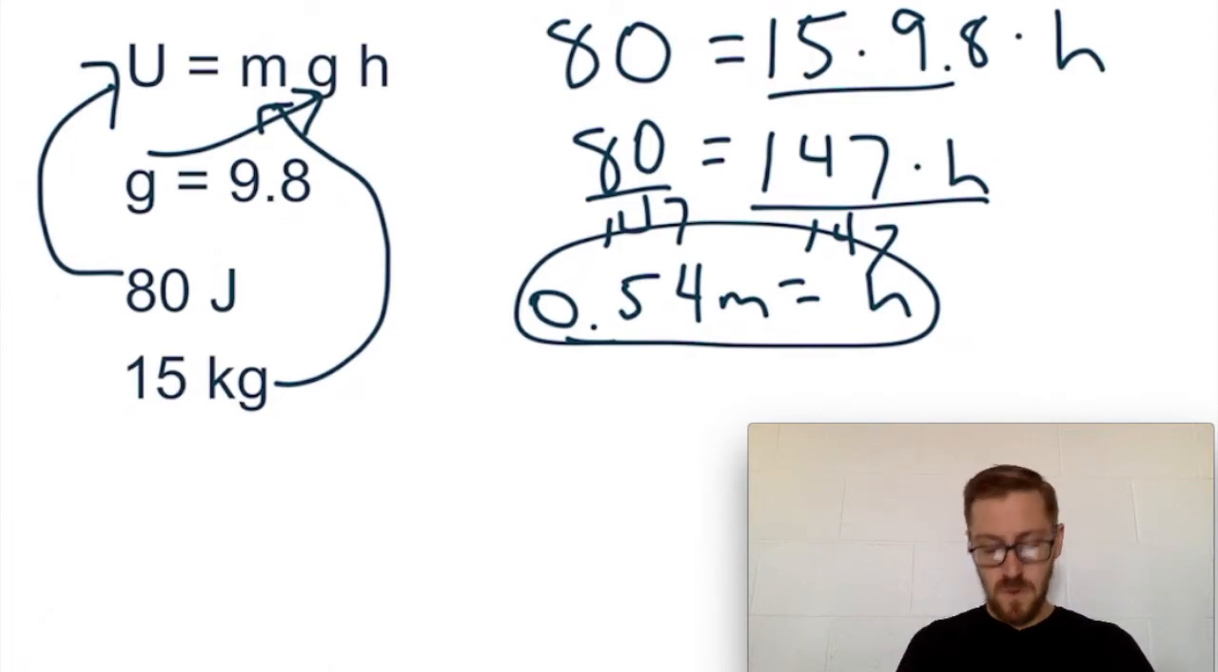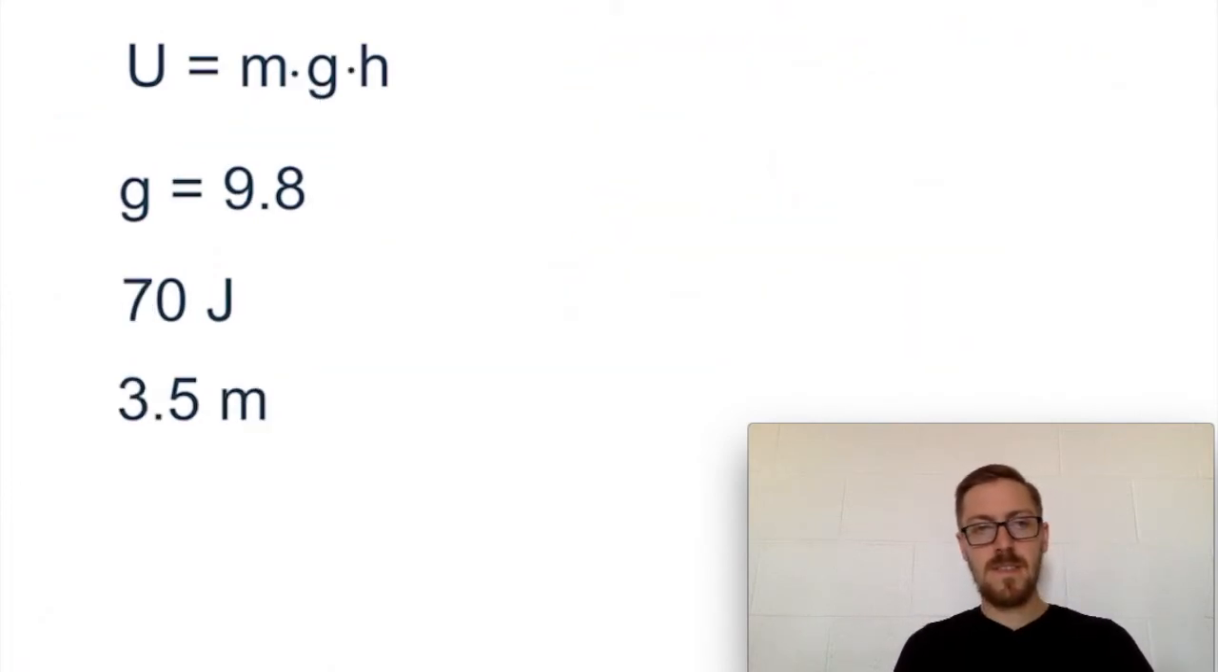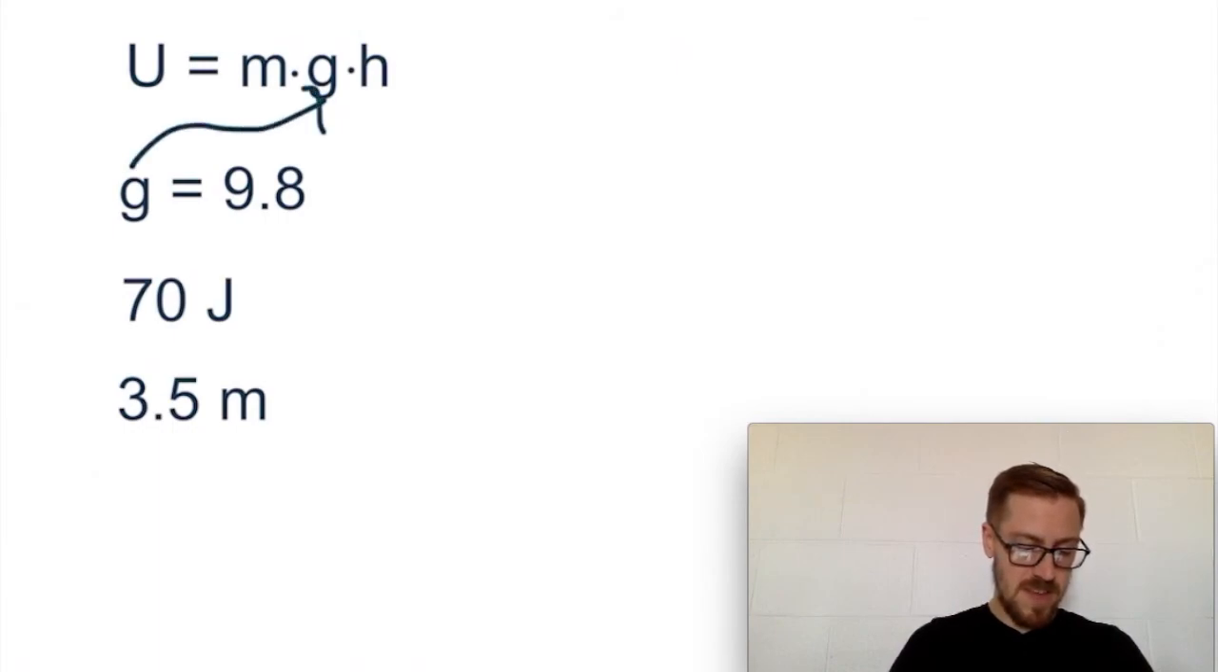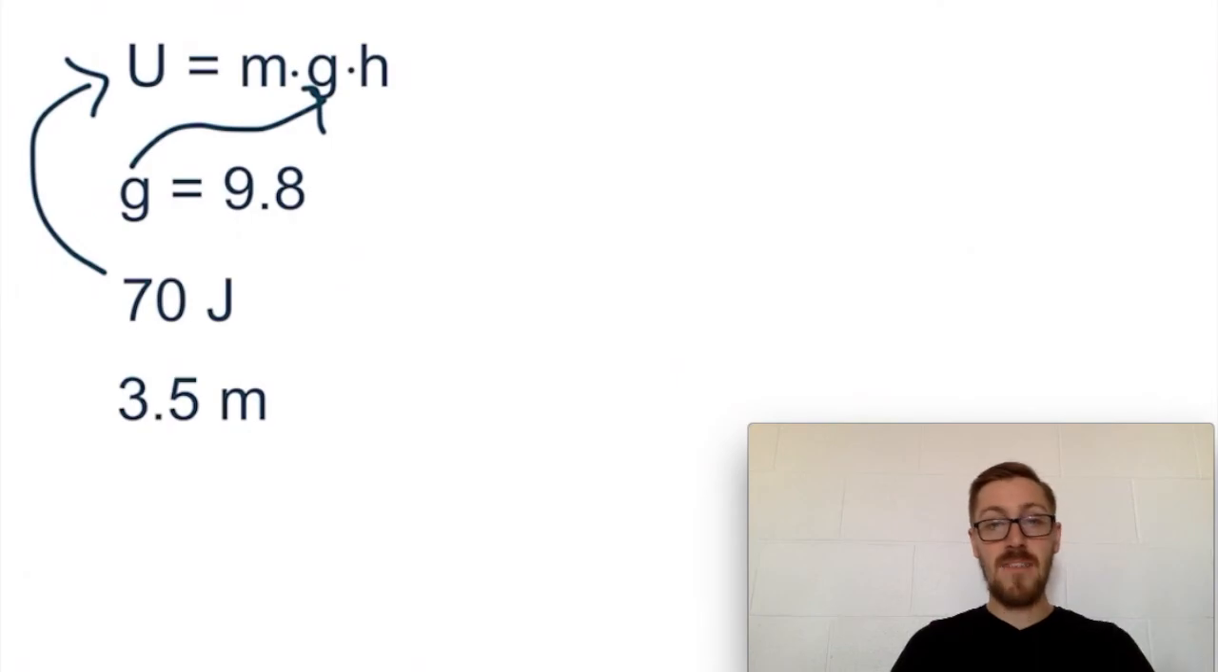Let me do one more for you here. Same deal. I gave you energy and a height, and now I'm asking you to find mass. So G is still 9.8. That one still goes there. 70 joules, J is energy, so that goes here. And then 3.5 meters. And again, I know it's confusing to see this M and see that M and think, oh, that's where it goes.